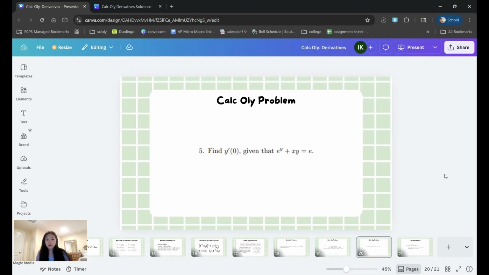Okay, so now we're going to be going over this question. We're going to use implicit derivatives to solve this. So the question is, find y prime of 0 given that e to the y plus e to the y plus xy equals e.